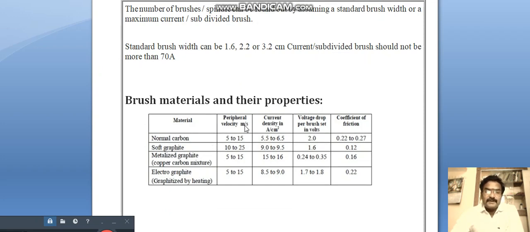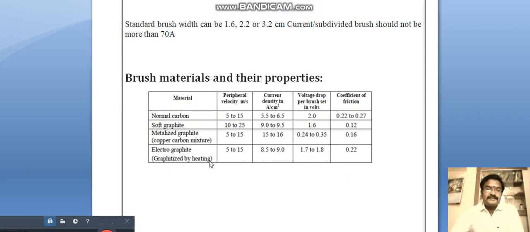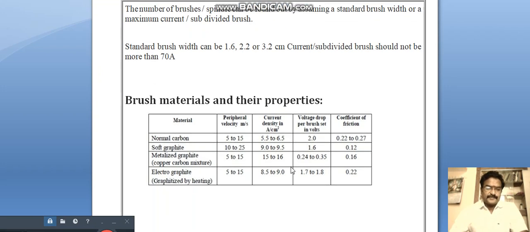Okay, see here peripheral velocity, current density, voltage drop and coefficient. For normal carbon brush, the voltage drop will be 2. Soft graphite, it will be 1.6. Voltage drop will be reduced when you go for soft graphite, but life will be less compared with normal carbon. Metallized graphite, 2.24 to 3.35. Where we need specifications, there we go find this one. Okay, electro graphite, here 1.7 to 1.8 volts. Coefficient of friction 0.2 to 0.27, 0.2 to 0.17, 0.16, 0.26. Okay, these are the details. Thank you.